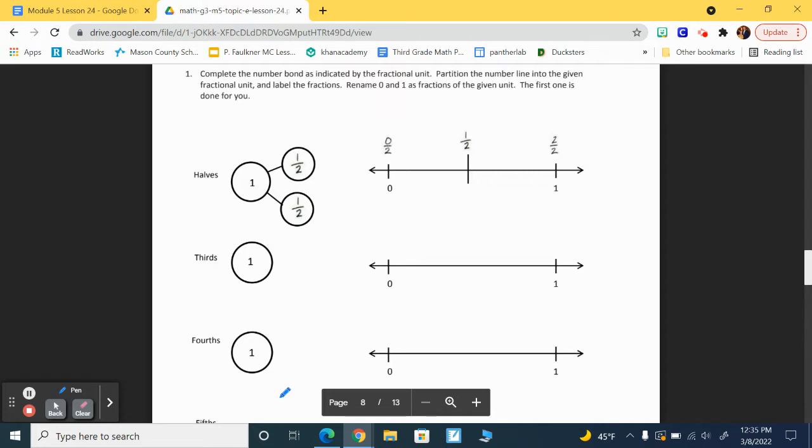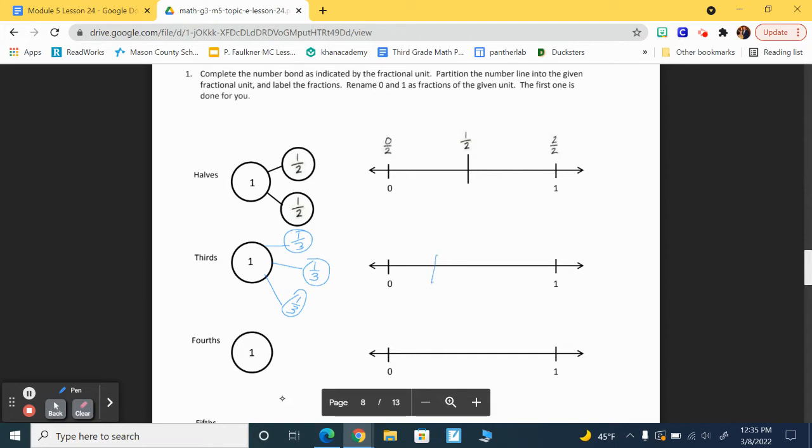The first one has been done for you, and so they were splitting the line into halves. So we're going to move on to the one that says thirds. When we look at this off of our circle, we would draw another circle, and we would say that's 1/3 plus 1/3, which makes 2/3, and then here is 3/3, okay? Remember, 3/3 is a whole. So we are gonna split our line into thirds.